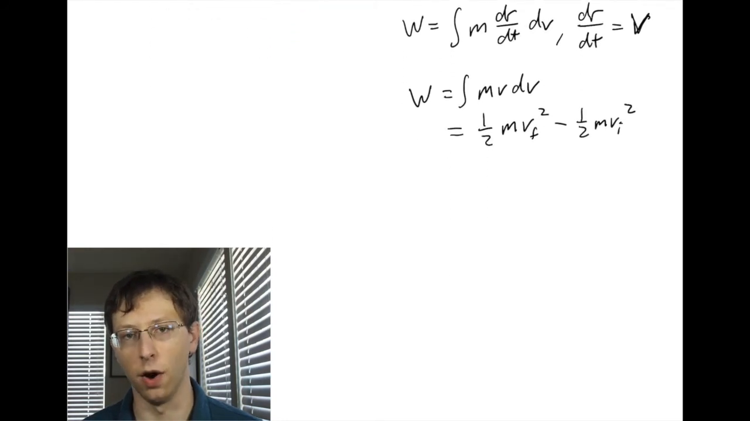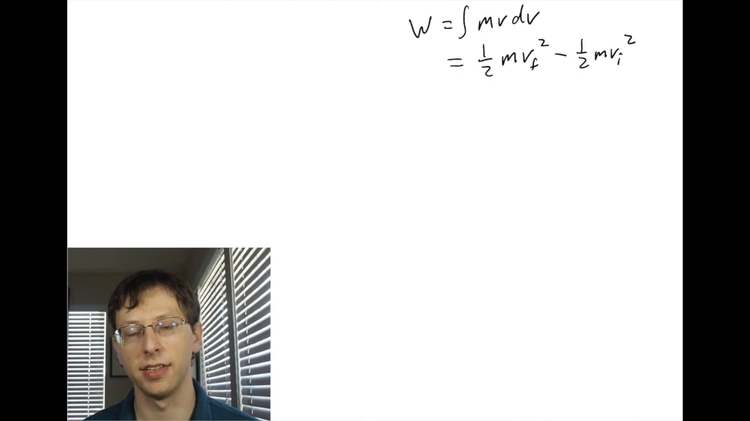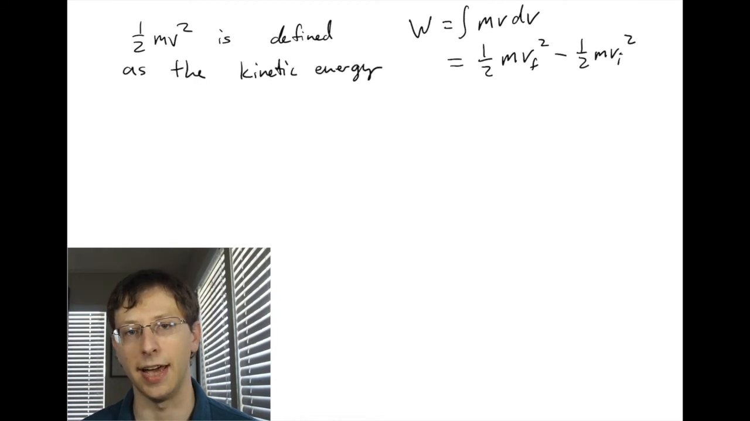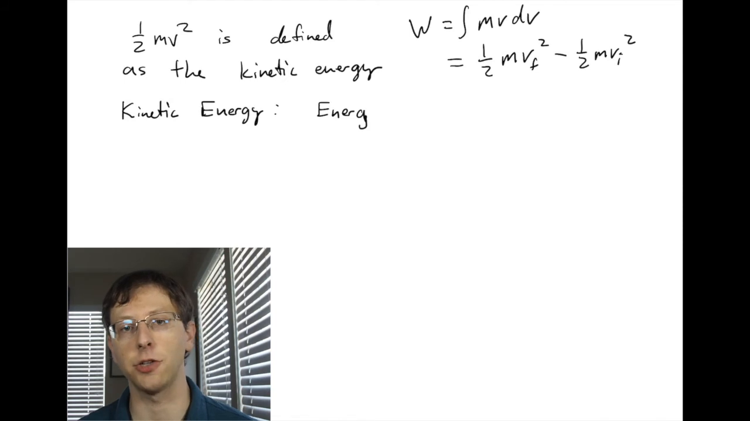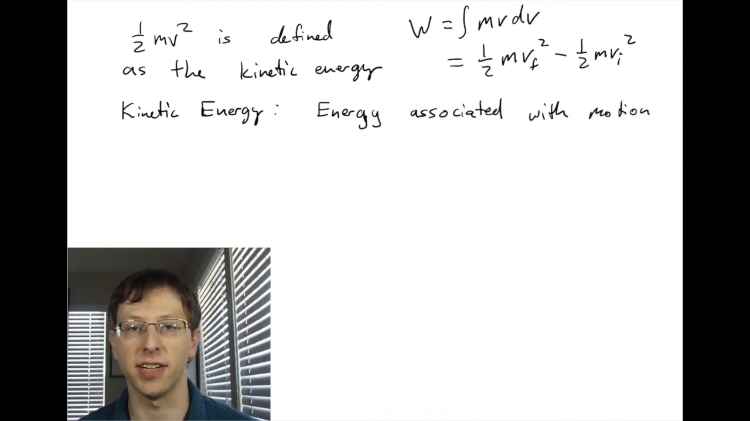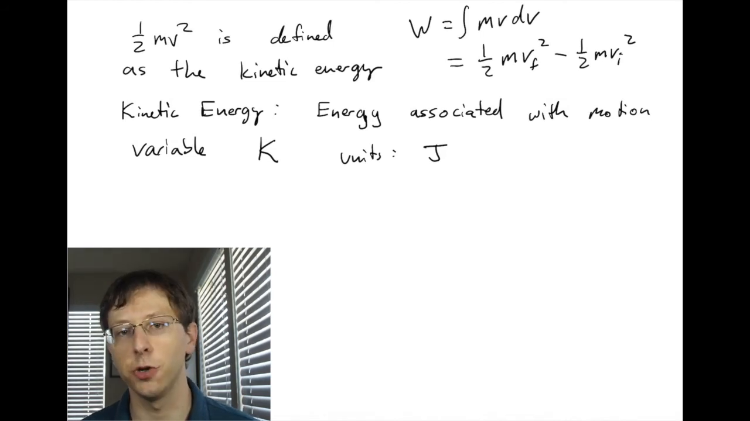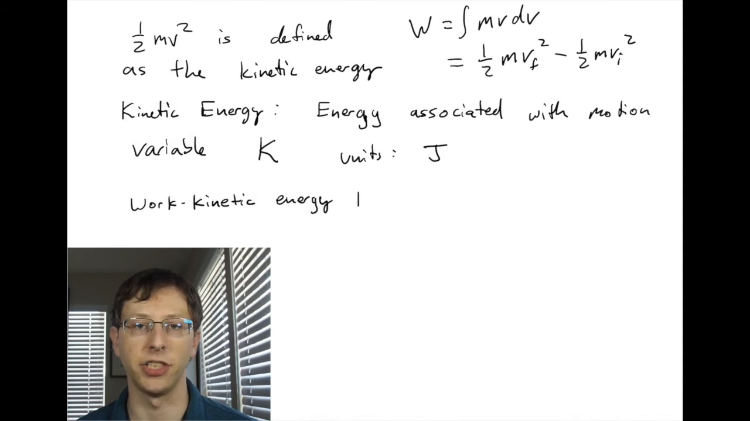This term, the 1/2 m v squared part, it's very convenient to give this a definition. In this case, this is equal to what's called the kinetic energy. The kinetic energy is the energy that's associated with the actual motion of an object. If the object has some velocity, then it has some kinetic energy. The variable that the book uses is capital K, and the units are the same as work. It's joules.